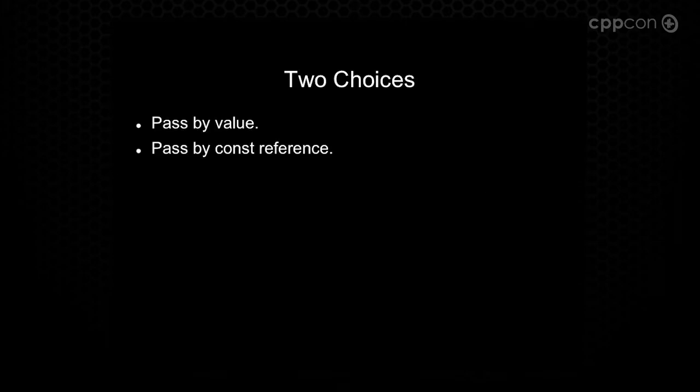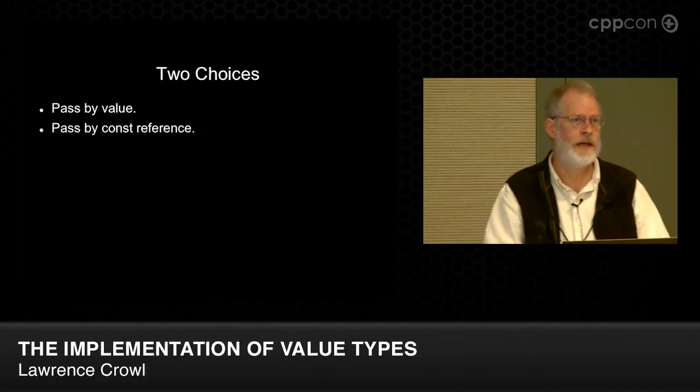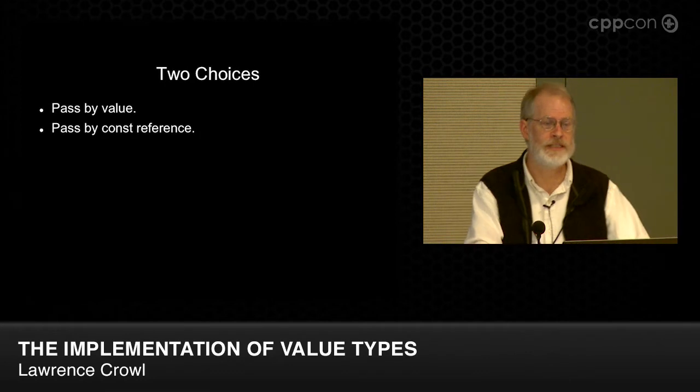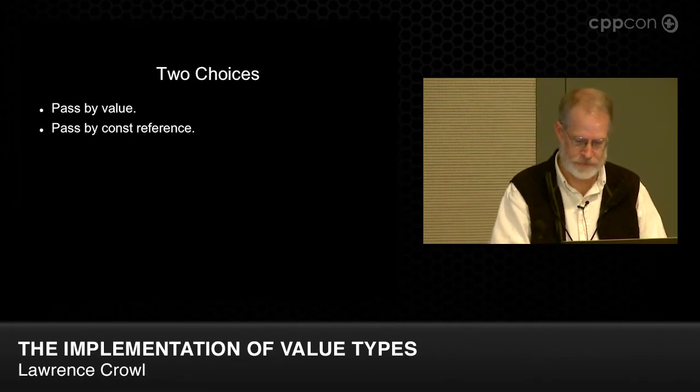Next topic is parameter passing. It too can have a significant effect on your performance and your semantics. You have two choices, pass by value and pass by const reference. Traditionally, nearly every class has been passed by const reference, but that choice is not always the best choice.